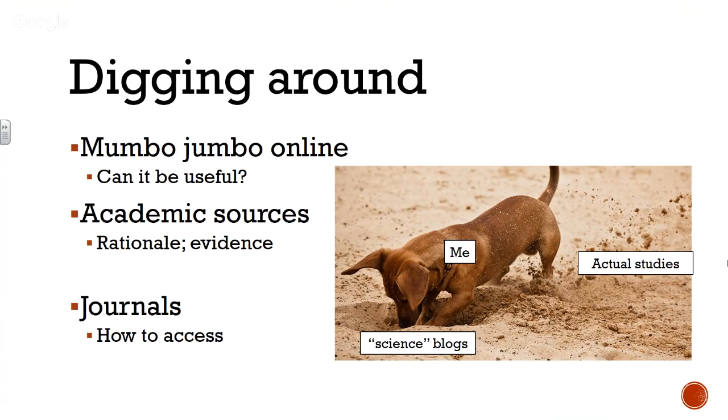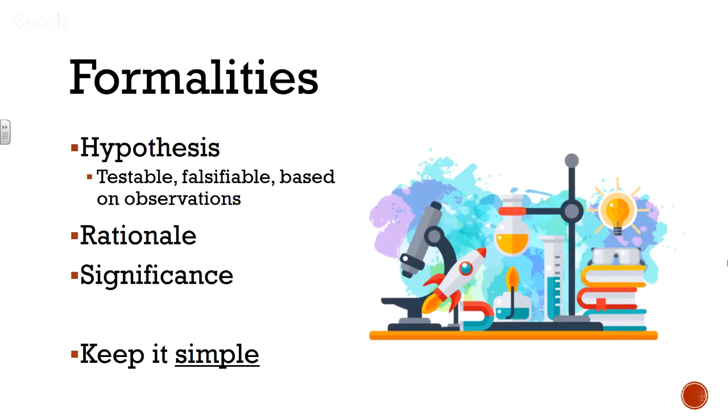Yeah? Sweet. Okay. The next thing, right, so once you come up with your research ideas, the formalities are really, you want to include these three things. You want to have a hypothesis, you want to support it with some form of rationale, and it should be significant in some way, right? The hypothesis is different from a prediction in the sense that it's testable, right? You can measure it somehow. It's falsifiable because it can be wrong.